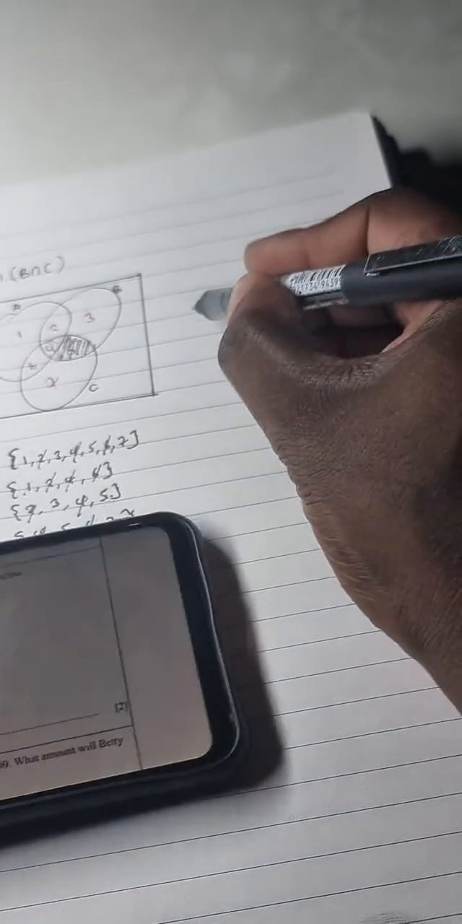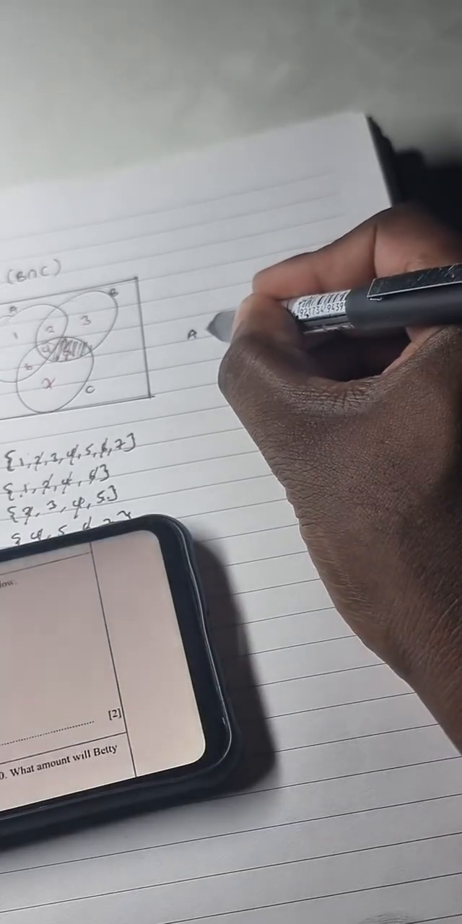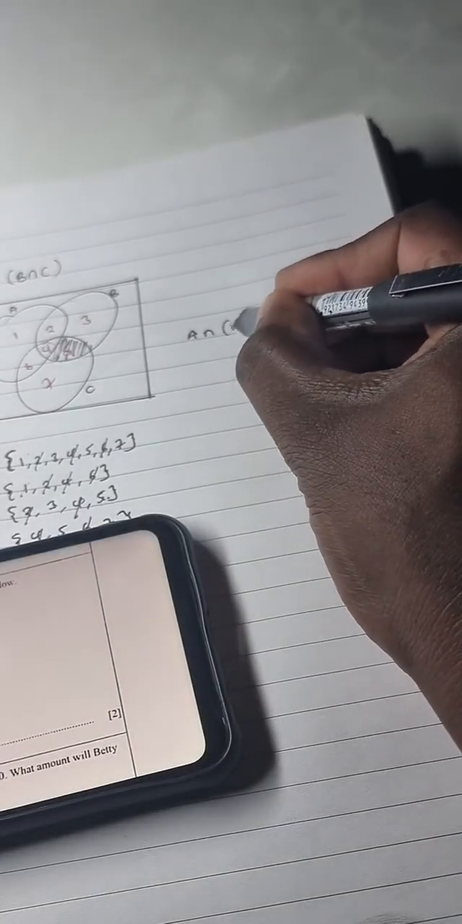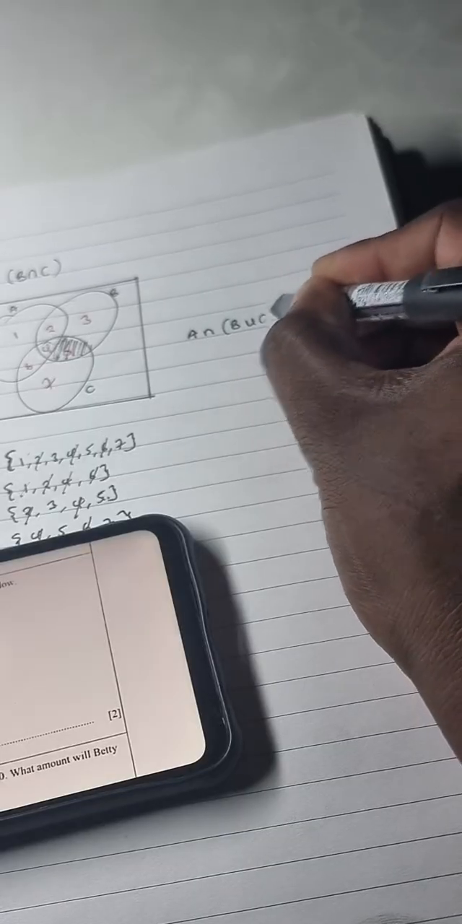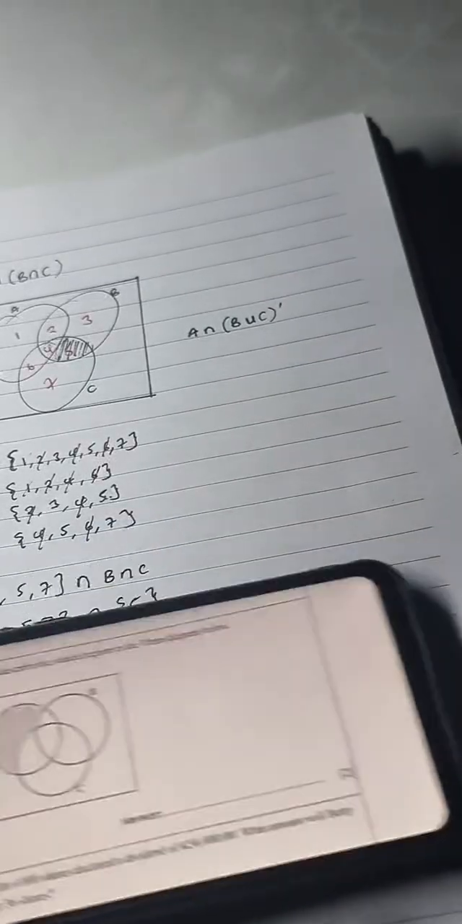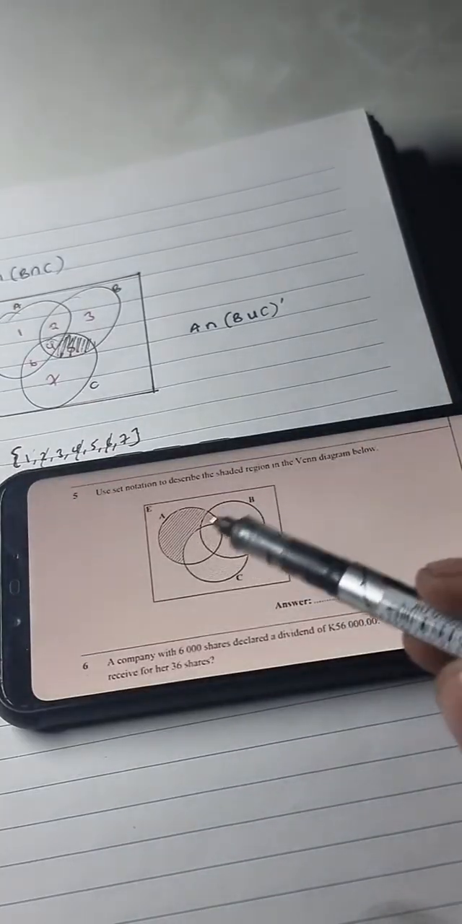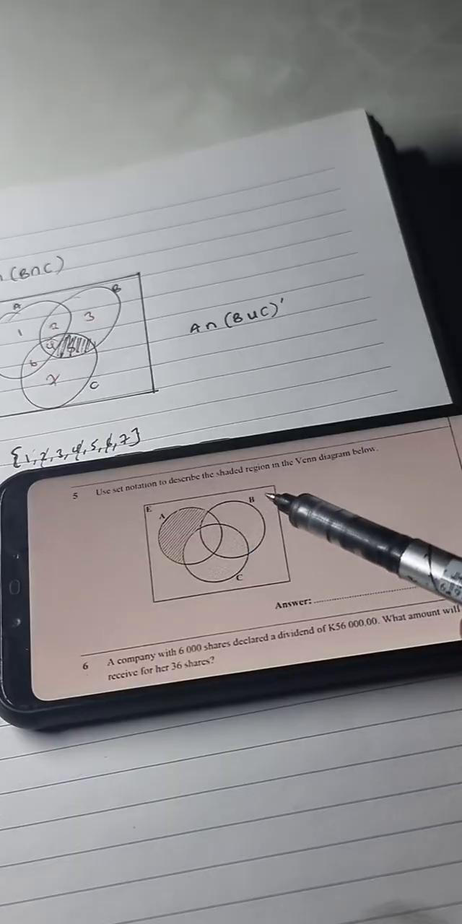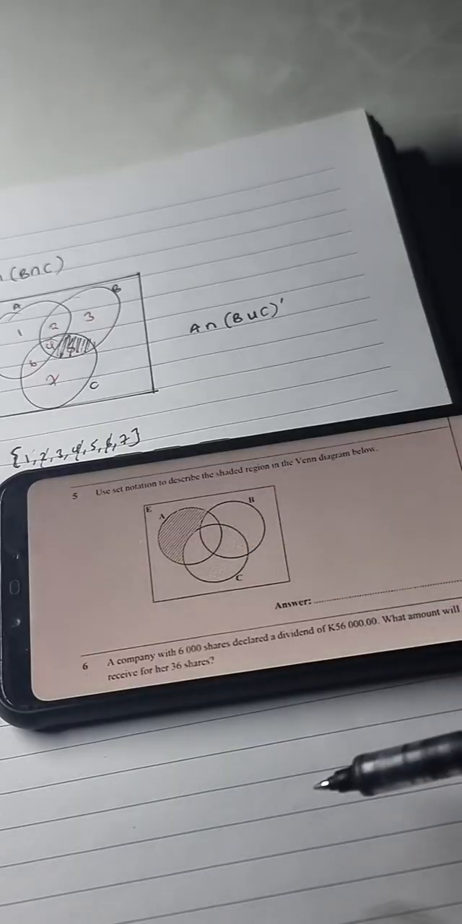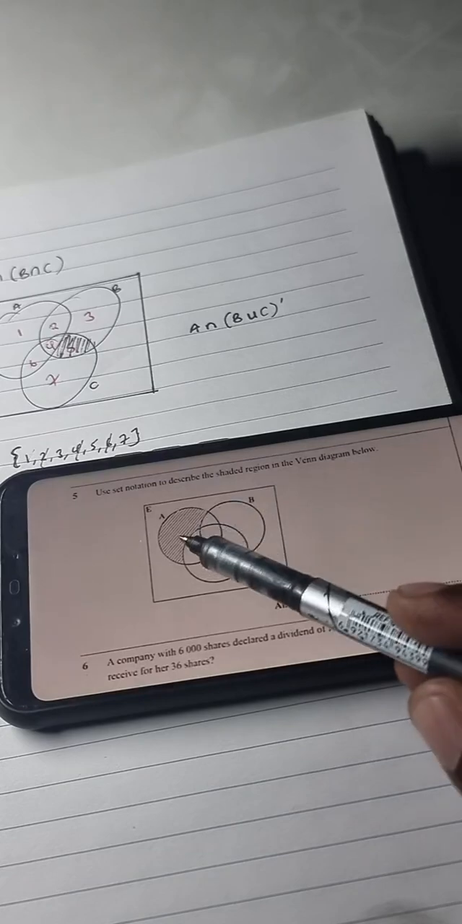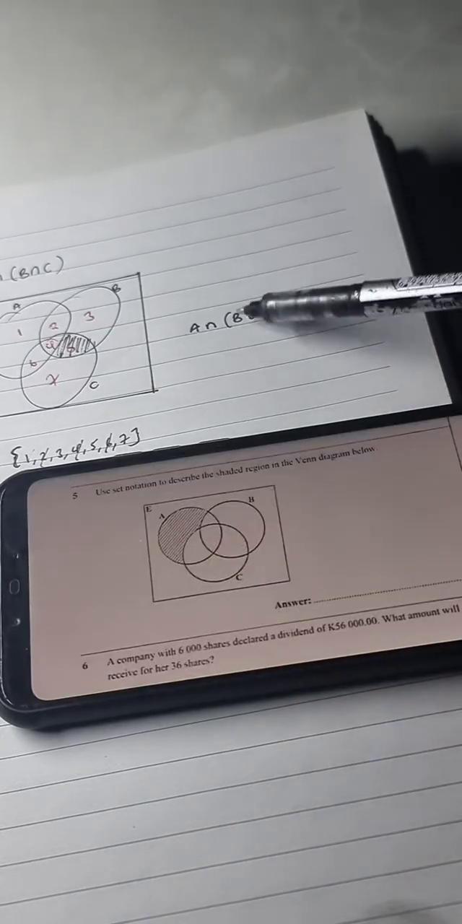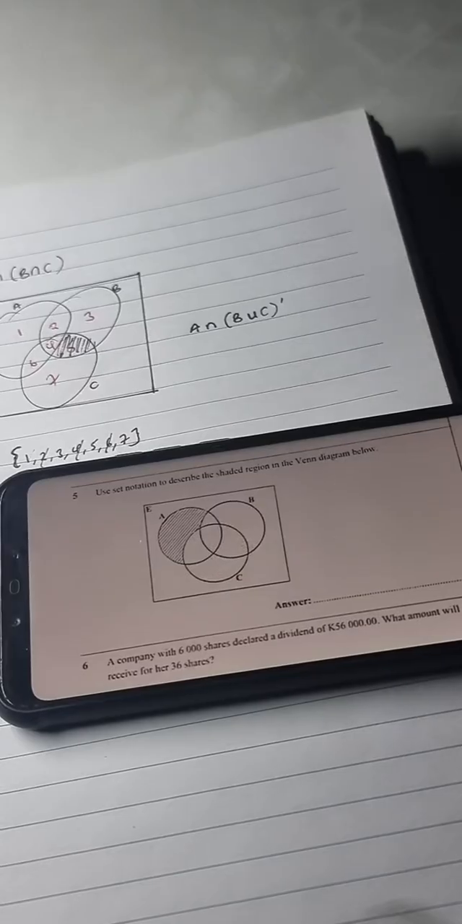So we are going to say elements that are in A should now intersect with the B union C complement. Why B union C complement? Because B together with C has been excluded from being shaded. So we say A intersect (B union C) complement.